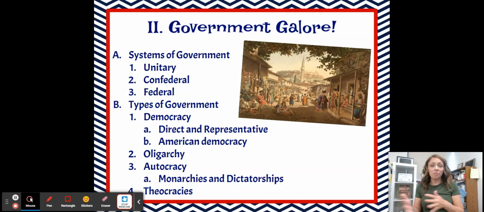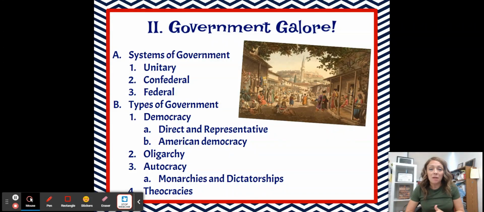Next, we have a confederal system. And a confederal system is basically the opposite of a unitary system. And in this system, we have a loose union of independent states. So the states are the ones with all of the sovereignty, okay? And the central government, if it exists, is just kind of there. It doesn't really have the authority to do much, okay?